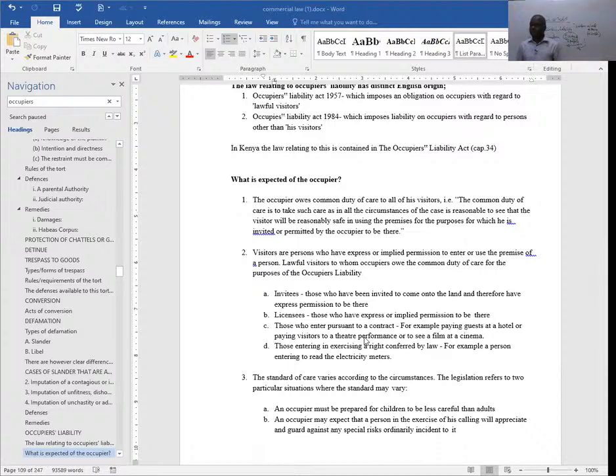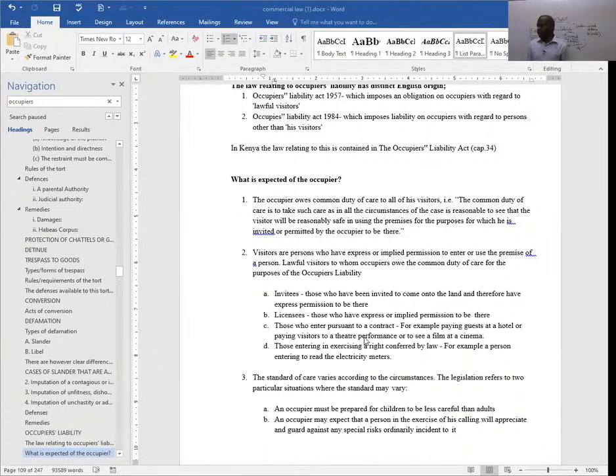Those who have been licensed, for example, an officer from the Kenya Power and Lighting Company who has been allowed to come to your premises to read the meter readings, or someone from a water company who visits the premises to read the meter to see how much water you have used. So those are licensed persons who can access your property, and you have a responsibility to ensure their safety. So those entering in exercise of a right conferred by law, for example, a person entering to read an electricity meter.